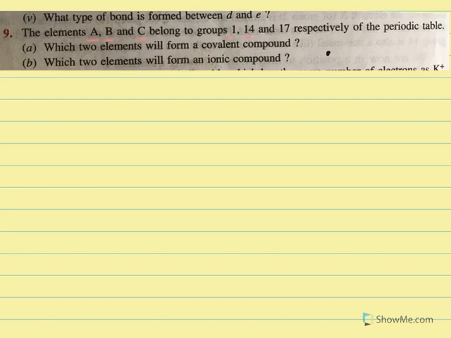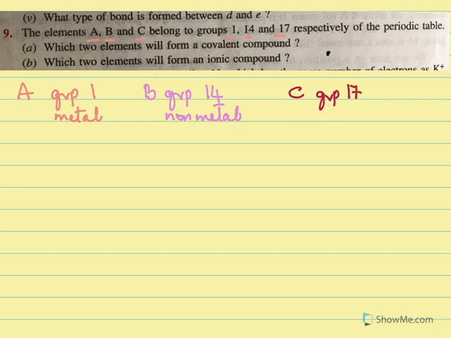Elements A, B and C belong to groups 1, 14 and 17. So A belongs to group 1, hence it is a metal. Then we have B, group 14, so non-metal. And then C, group 17, non-metal.